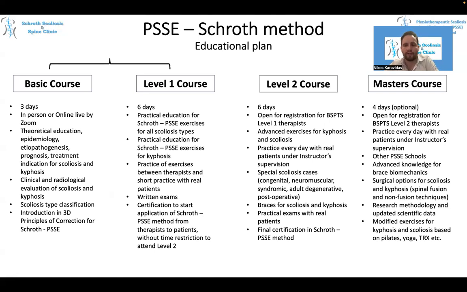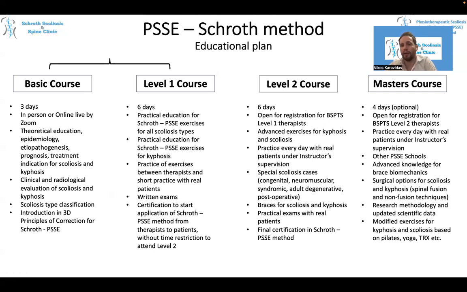In the level 2 course, we also have advanced exercises for kyphosis and scoliosis. We have everyday practice with real patients under the supervision of the instructor. We discuss special scoliosis cases like congenital, neuromuscular, syndromic, adult degenerative and postoperative. We have an introduction in the brace for scoliosis and kyphosis, and we have practical exams with real patients on the last day. And this course can give you a final certification in our school in PSSE-Schroth method. So in 9 days, you can start working with every type of patient, and the final certification comes in 15 days.